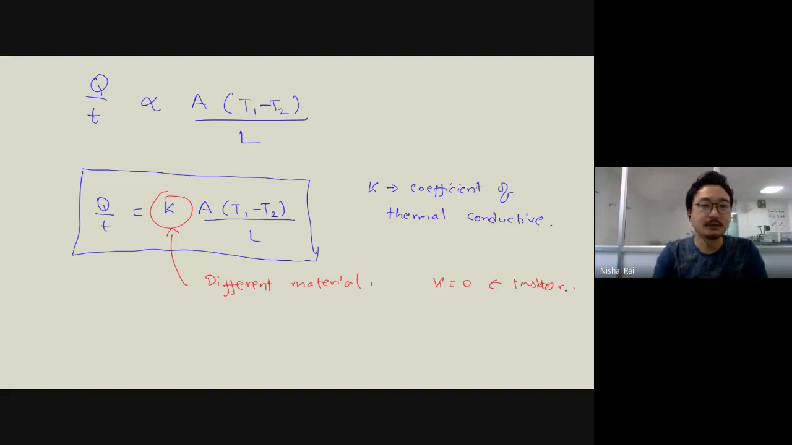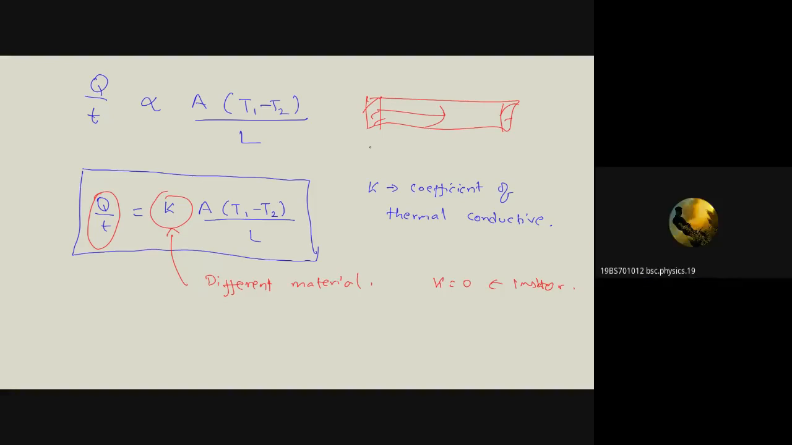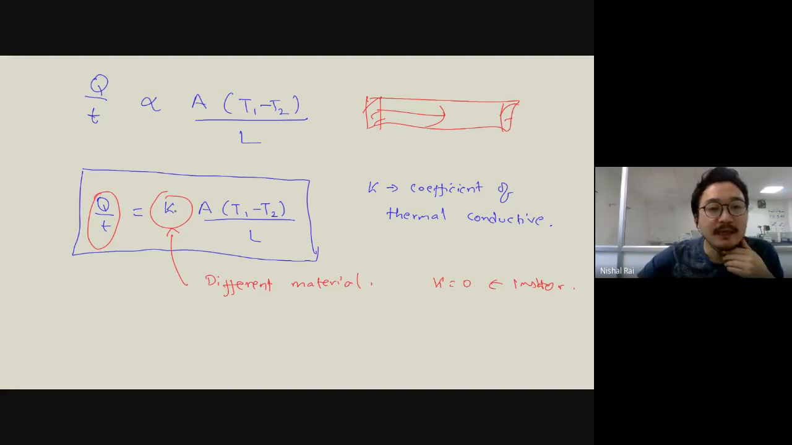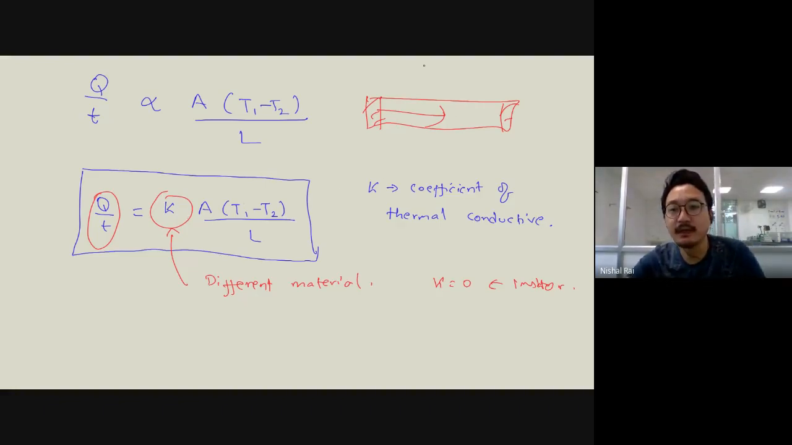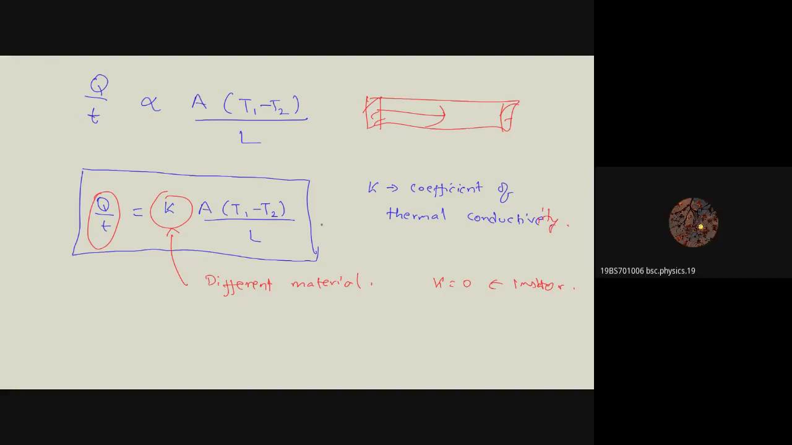I think it's clear till here. So what was your A? The rate of flow was proportional to your area. The larger the area, the faster it will flow, and inversely proportional to the length. The higher the temperature difference, the faster it will flow. Clear? And what was this K? K was called the coefficient of thermal conductivity, which depends on the different material. So what will be the unit of K?